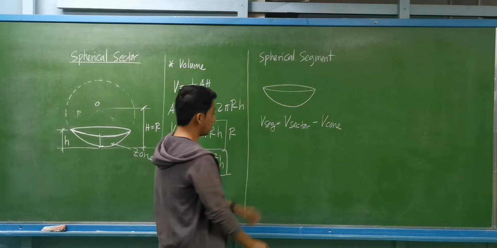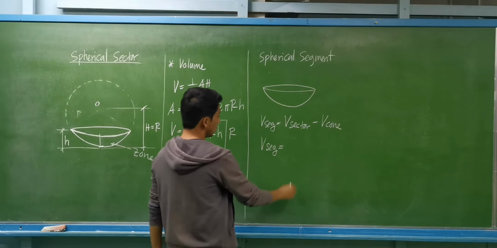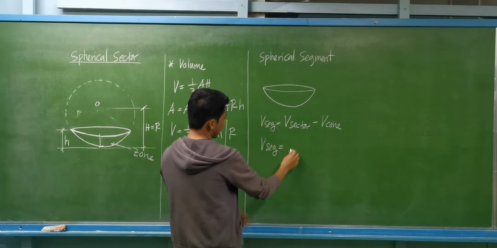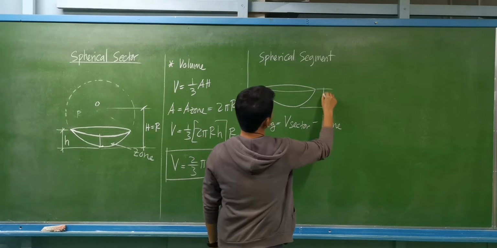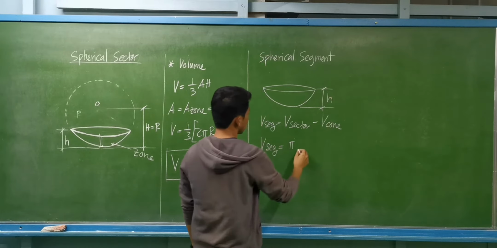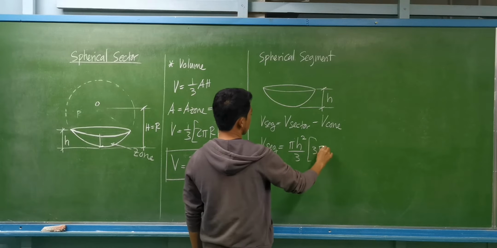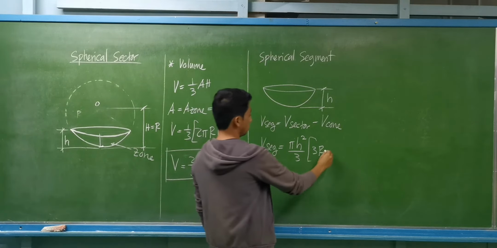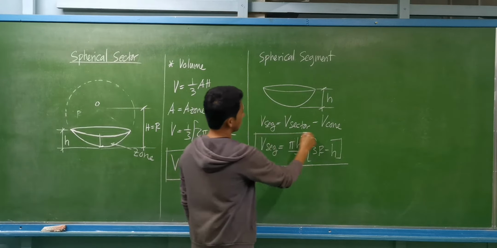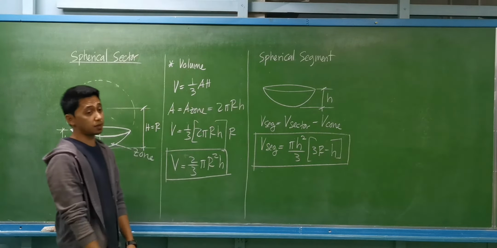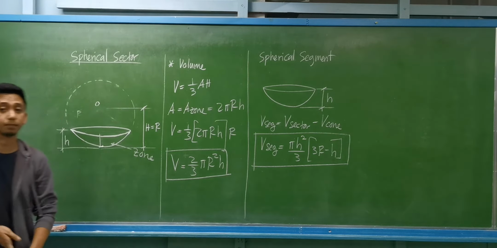If you are to derive that equation, it will take long for the derivation. We can have the volume of the spherical segment as pi multiplied by the height of the spherical zone. This is h. That is pi h squared, divided by 3, multiplied by 3 times the radius of the sphere minus the height of the spherical zone. So this will be the volume of the spherical segment. So let's have examples for the volume of a sector and the volume of a spherical segment.